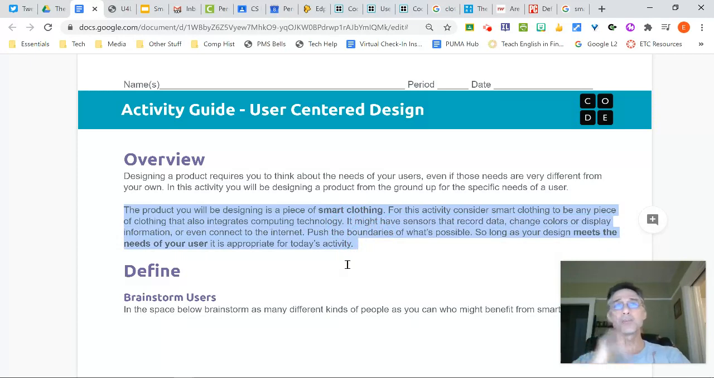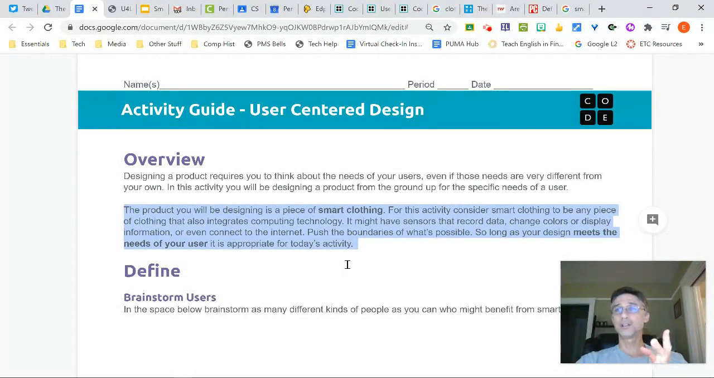The product you will be designing is a piece of smart clothing. For this activity, consider smart clothing to be any piece of clothing that also integrates computing technology. Now, that's a wide open field. You may even have a piece of smart clothing yourself, or you may know someone who has something like that. It might have sensors woven into the fabric or sewn into the fabric that record data like your heart rate, your breathing, other medical stats.